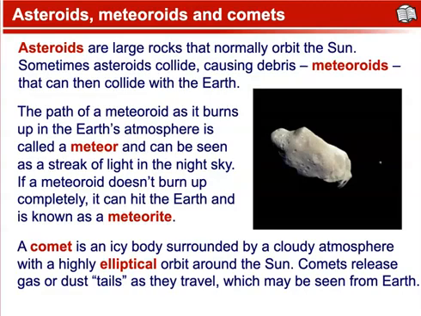Both Ida and Dactyl are found in the asteroid belt located between the orbits of Mars and Jupiter. It is thought that more than 99.8% of the 30,000 meteorites found on Earth to date originated in the asteroid belt.